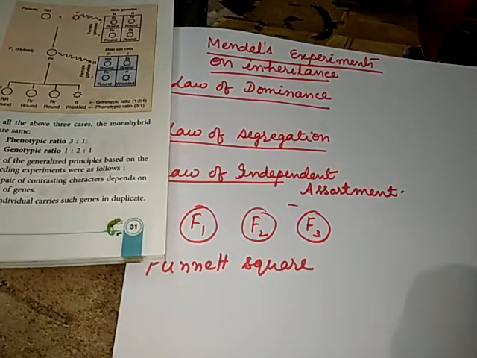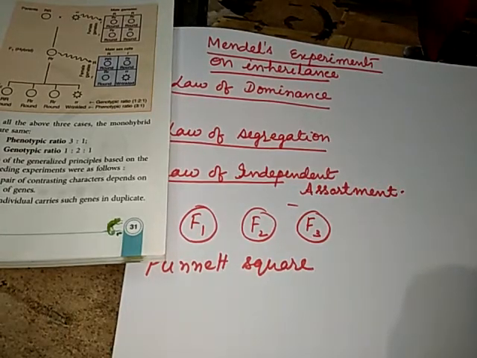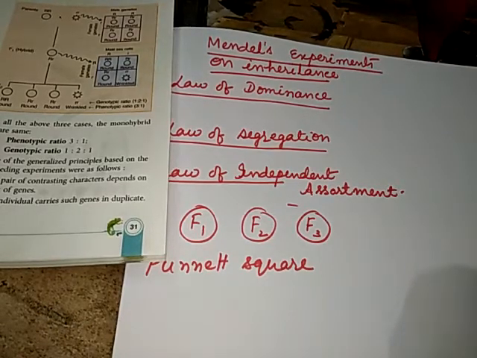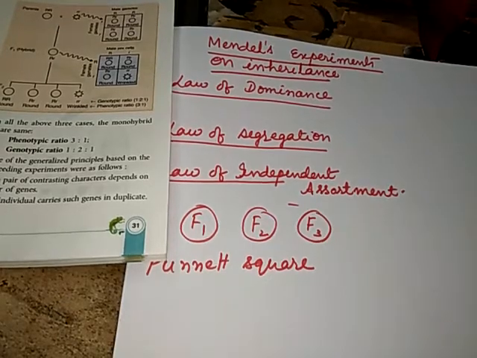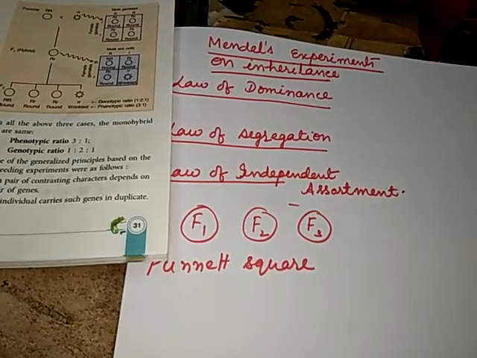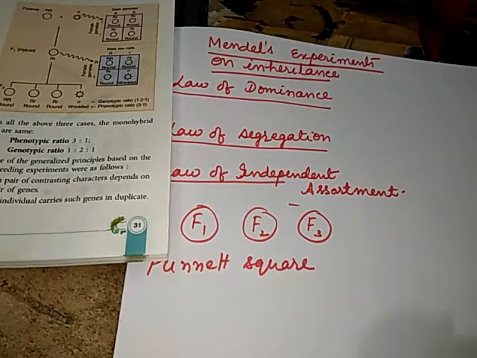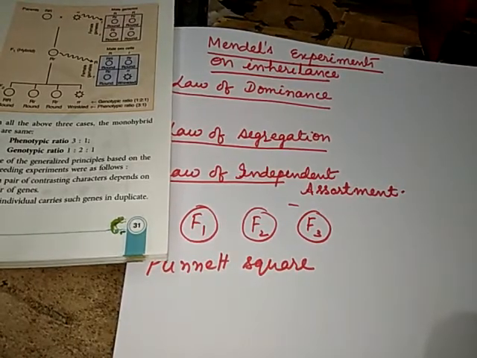Pod color is green and yellow; green is dominant and yellow is recessive. Pod shape is inflated or constricted; inflated is dominant and constricted is recessive. The position of the flower is axillary or terminal; axillary is the dominant position and terminal is the recessive character. Plant height is tall or dwarf.